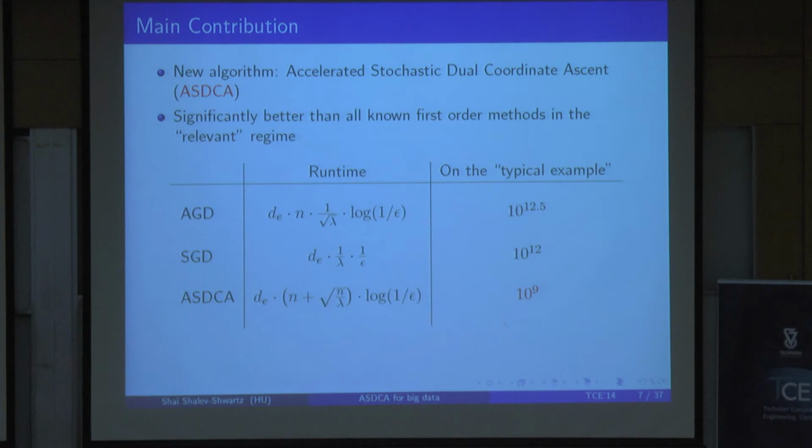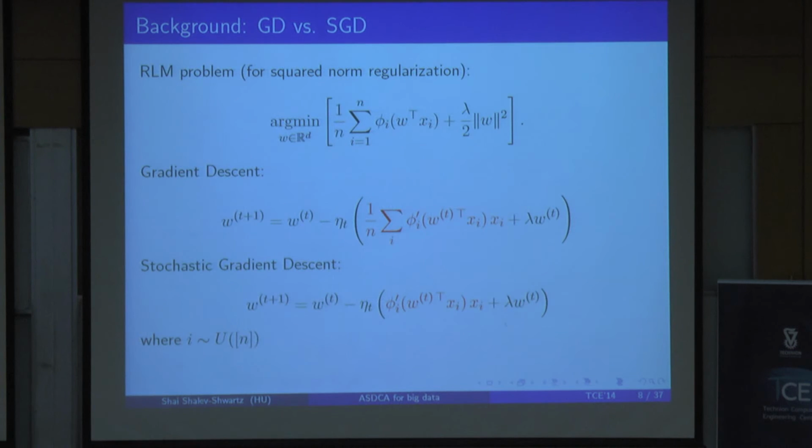So just to give you a little bit of a heads up: on the typical examples that I showed before, if stochastic gradient descent is 10 to the power of 12, and this was the best so far, the new algorithm will be 3 orders of magnitude faster than stochastic gradient descent. So it gives a significant improvement.